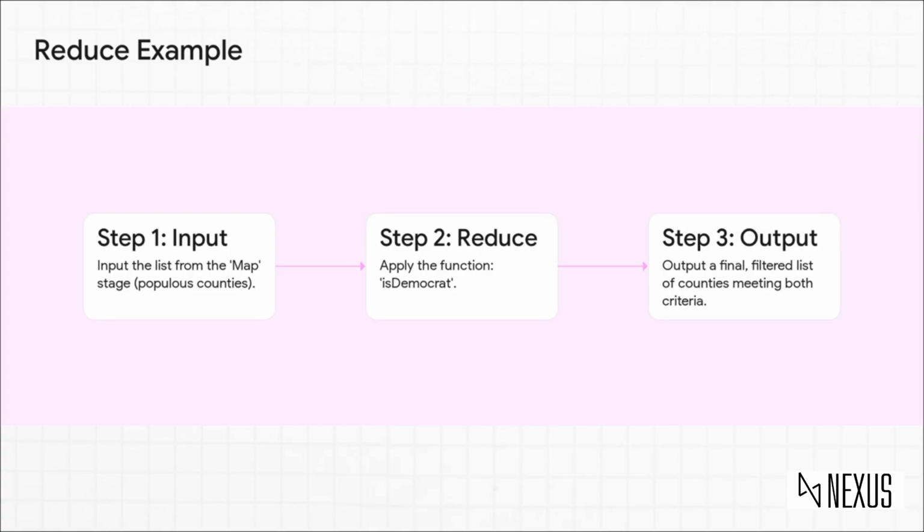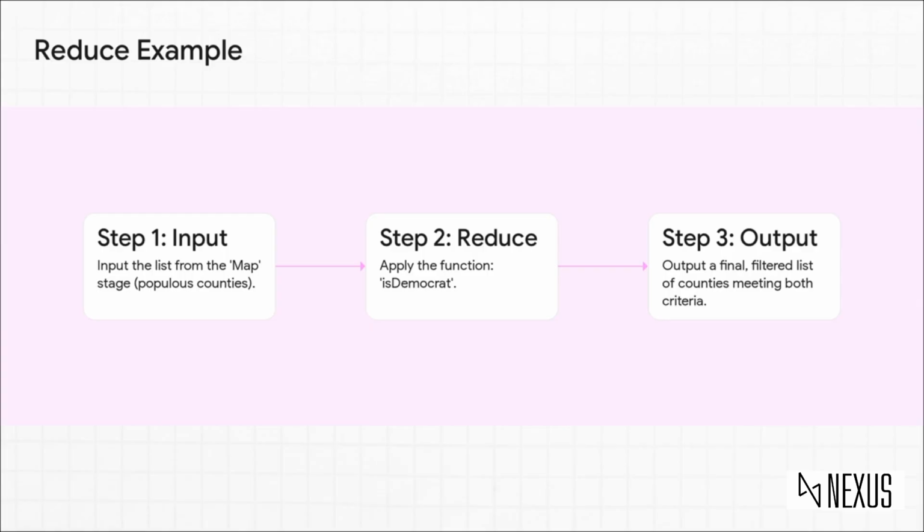Let's jump back to our example. Our input now is that list of counties, and each one is tagged as either populous or not, thanks to our map function. Now the reduce function comes in to pull it all together. Let's say we want to count how many of those populous counties also had a Democratic majority. The reducer just iterates through that yes list from the map stage, checks the party, and if it's a match, it adds one to a counter.